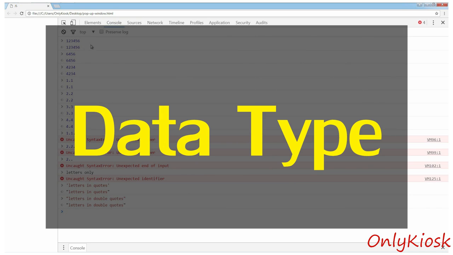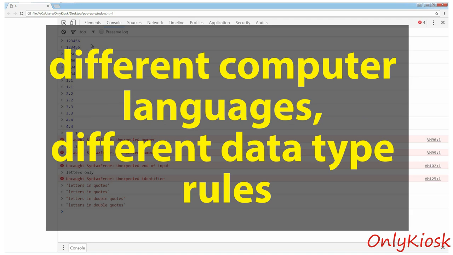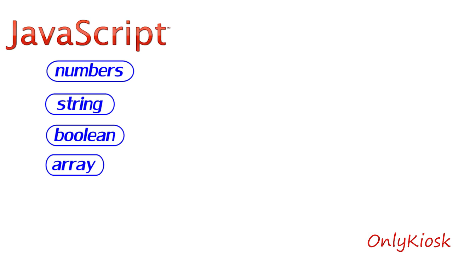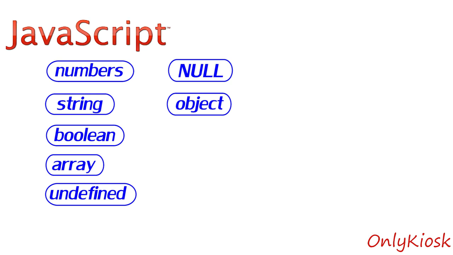A computer program is about handling data. Just like a library will divide all books into a different genre, computer languages will use different data types to help manage the data. Different computers have a different rule regarding how data is divided and categorized. For JavaScript, the most commonly used data types are number, string, boolean, array, undefined, null, and object.